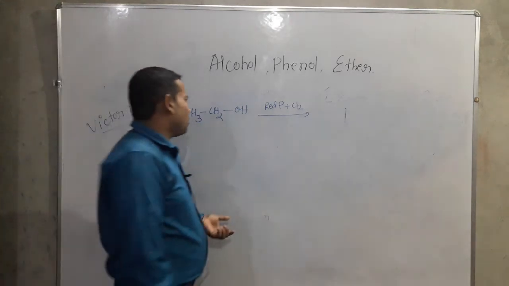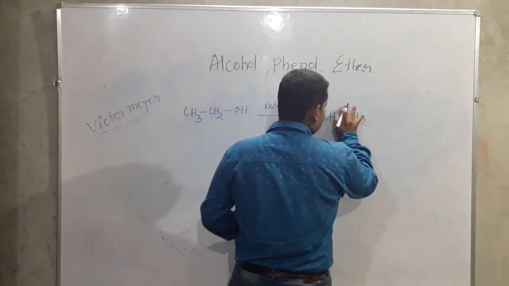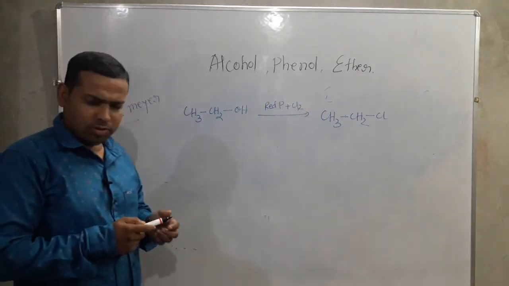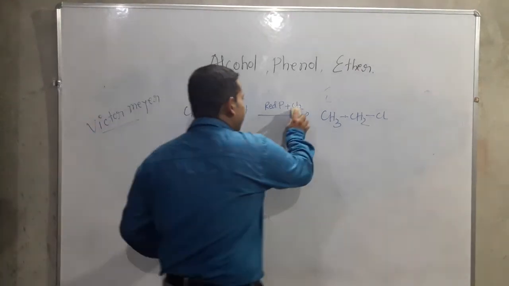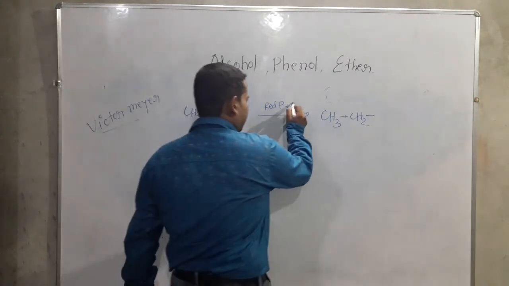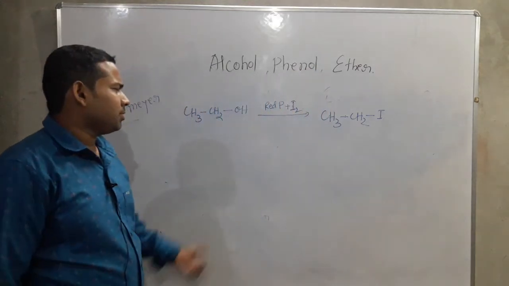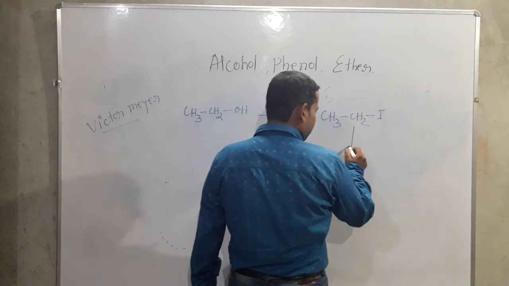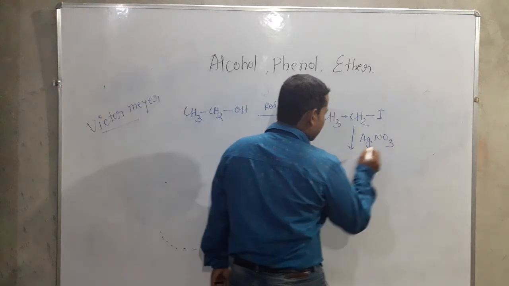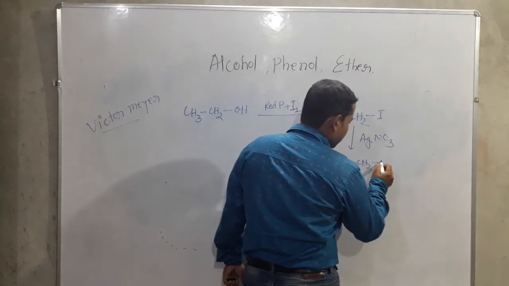So what happened? CH3CH2, not Cl, this is I. Victor Meyer test, because it's a name reaction, that's why. Then it's I2, and forms CH3CH2I. Clear? So what happened? So you will add AgNO3. What happened? CH3CH2NO3.